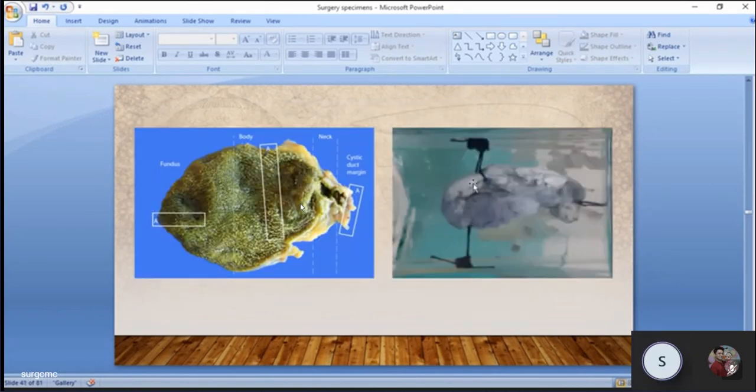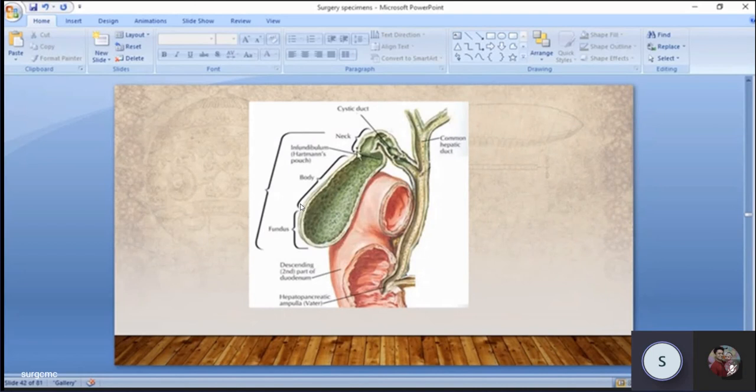This is the fundus, then the body, then the neck, then the cystic duct, and in between the neck and the cystic duct there is the infundibulum. But Hartmann's pouch is not a usual part. It is a pathological outpouching of the infundibulum because of stone impaction. Chronic stone impaction leads to a Hartmann's pouch, which will sometimes cause Mirizzi syndrome. You should go and see what Mirizzi syndrome is and its types.